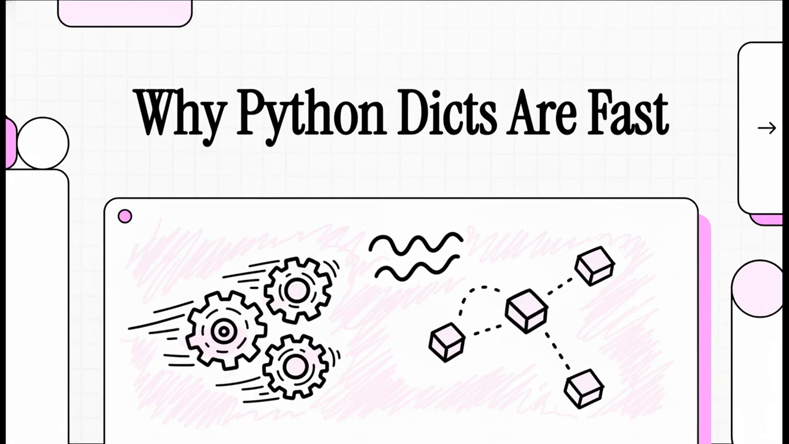Have you ever written some code and just scratched your head wondering why searching for one tiny thing in a massive list takes forever, but doing the same thing in a dictionary is instantaneous? Well, it's not magic. And in this explainer, we're going to pull back the curtain on the brilliant engineering that makes dictionaries one of Python's most powerful tools.